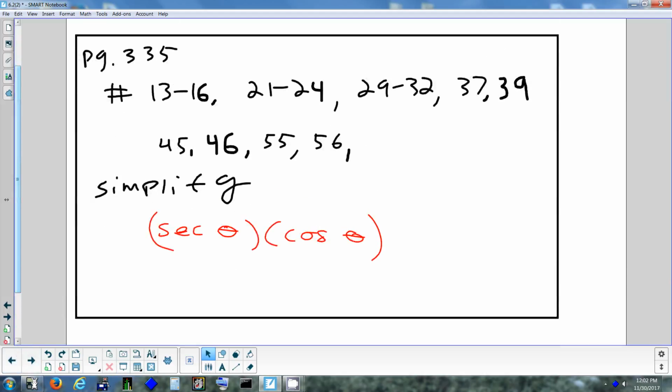The homework tonight is on page 335. It's mostly the unit circle and finding the coordinates, but the last problem is to simplify the identity: secant times cosine. We'll look at that tomorrow before the test, and then we'll have the test.